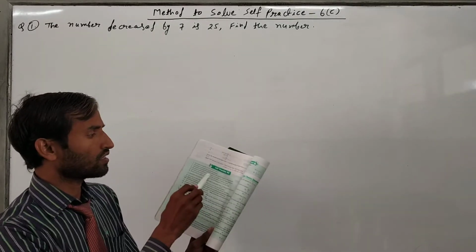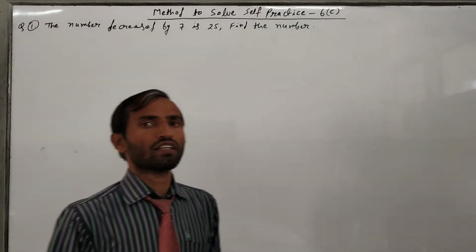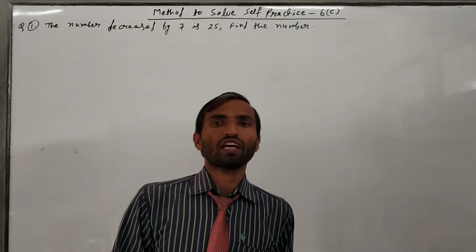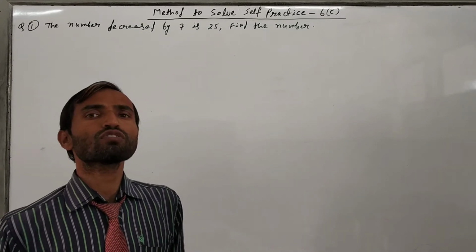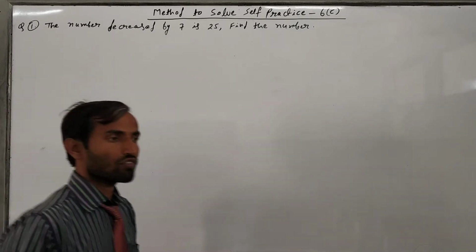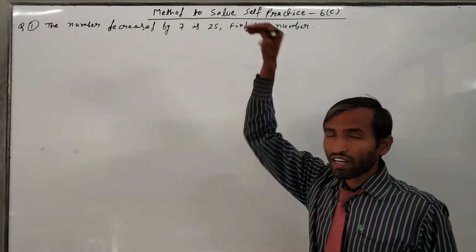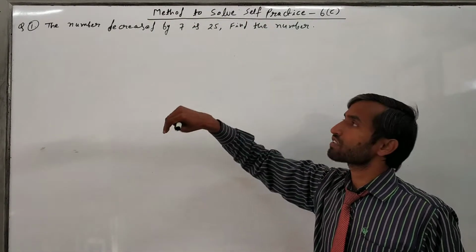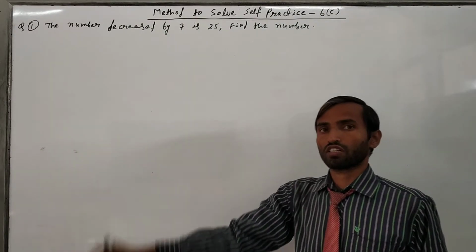In this exercise, the question is not given directly, meaning the equation is not given. First of all we have to frame the equation, then we have to solve the linear equation. For that, some situations, word problems and sentence statements are given. According to those condition statements, we have to make a linear equation, then solve it.